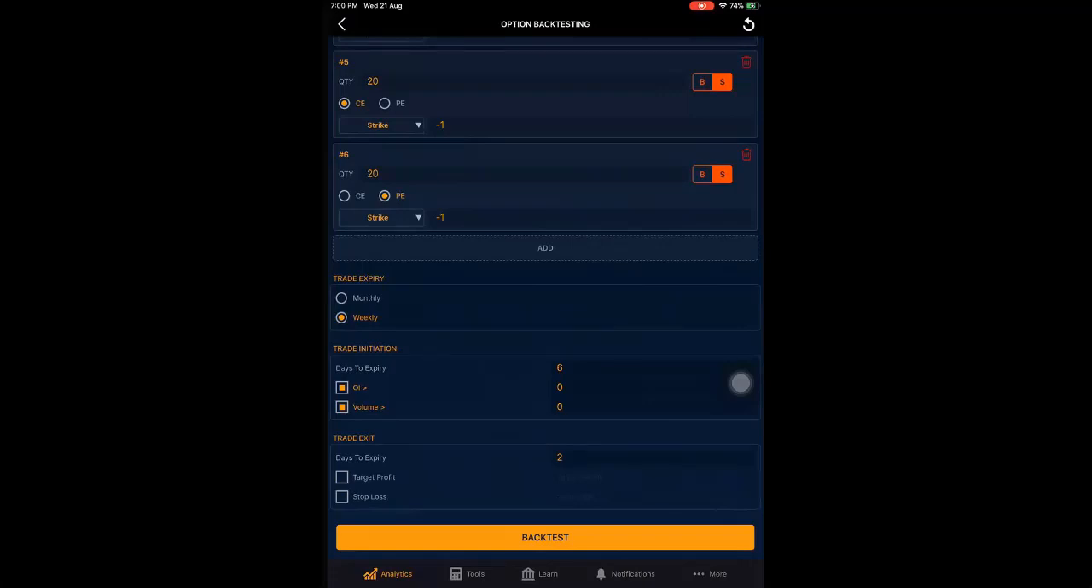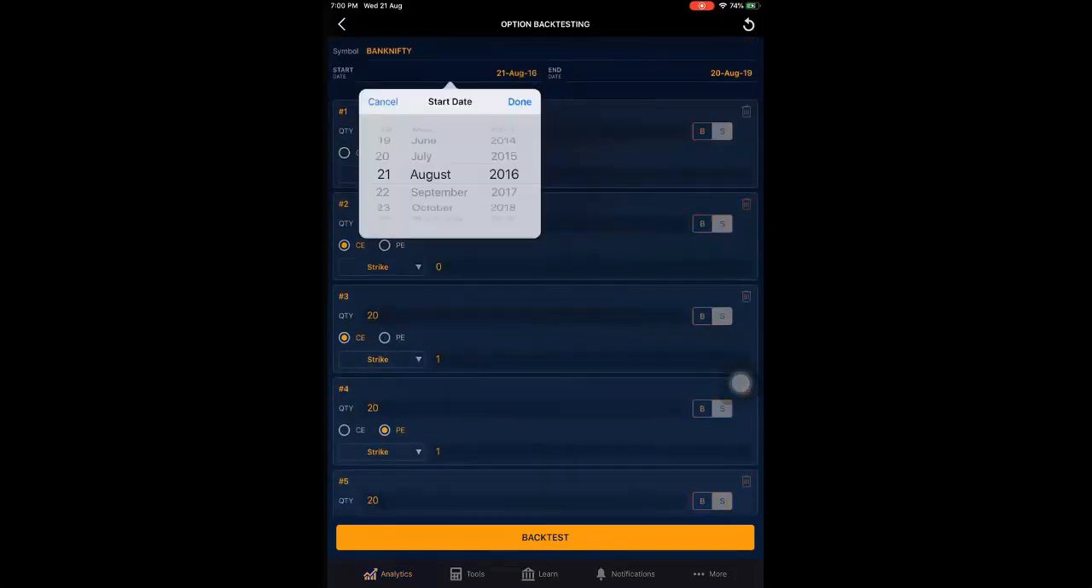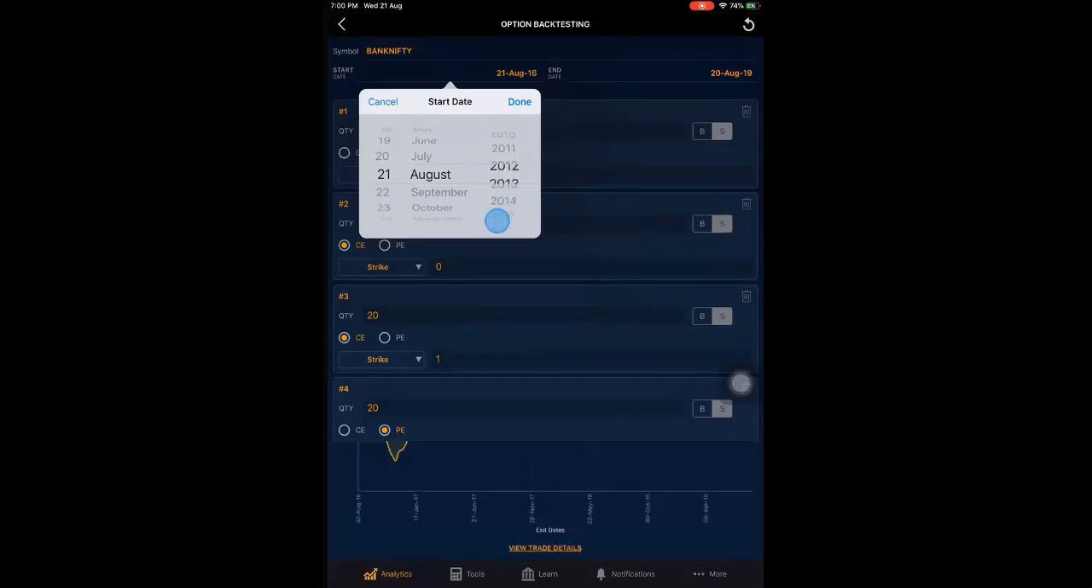So the backtesting tool gives you an edge to backtest your idea since inception. You can change this time period to whatever you want. In the case of weekly, we don't have data before 2016 for Bank Nifty, but if you are going and doing, say, I want to do it from 2000.